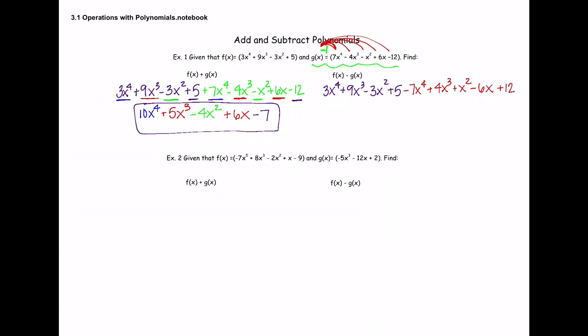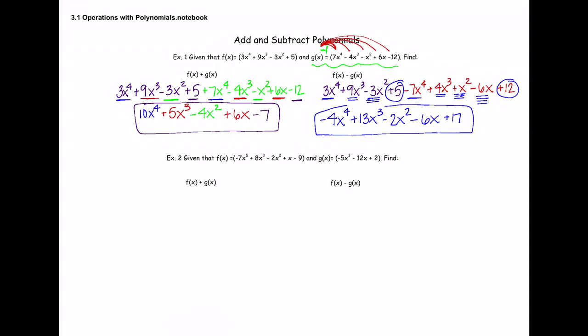We then want to combine our like terms. 3x to the fourth minus 7x to the fourth gives us negative 4x to the fourth power. 9x cubed plus 4x cubed gives us 13x cubed. Negative 3x squared plus x squared gives us negative 2x squared. Remember, our 6x comes next, negative 6x. Combining our constants, 5 plus 12 gives us a positive 17. And we just subtracted one polynomial from the other.